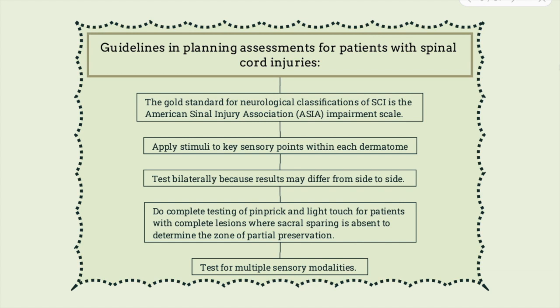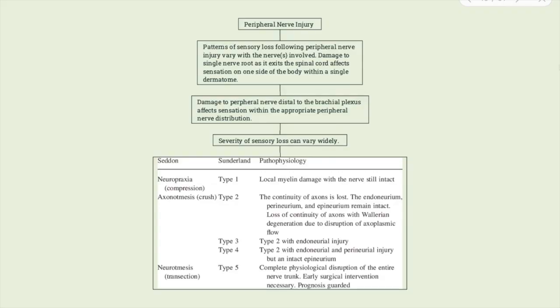And so some of the guidelines the book talked about in planning assessments for patients with spinal cord injuries is using the ASIA scale, which is the gold standard for spinal cord injury, making sure to apply stimuli to the key sensory points within each dermatome when you're testing, making sure to test bilaterally because results may differ from side to side. And testing for multiple sensory modalities, as well as testing of pinprick and light touch for patients with complete lesions where sacral sparing is absent to determine the zone of partial preservation.